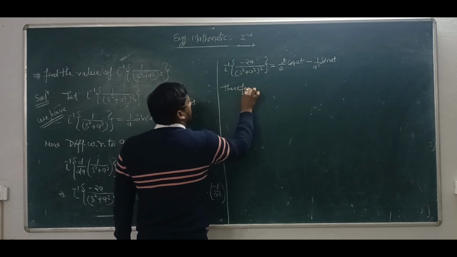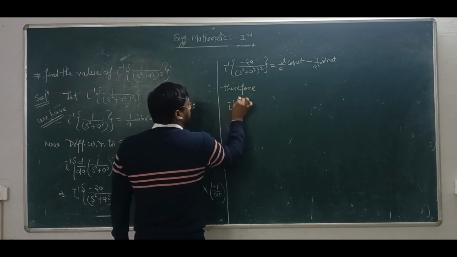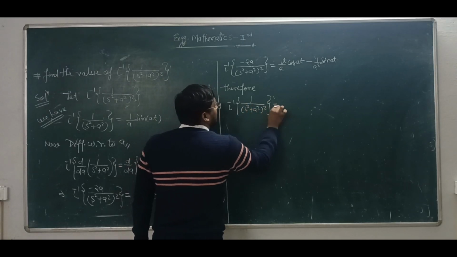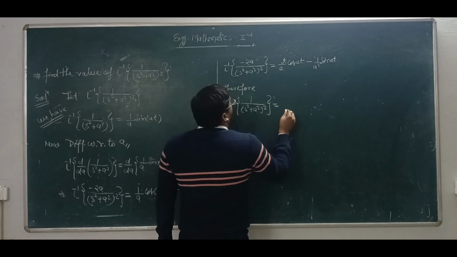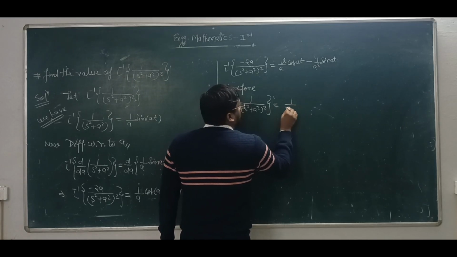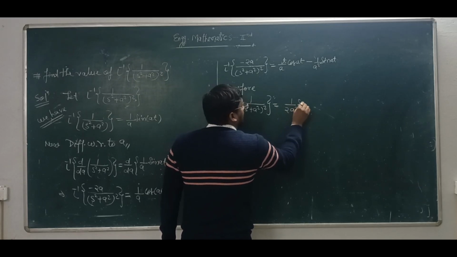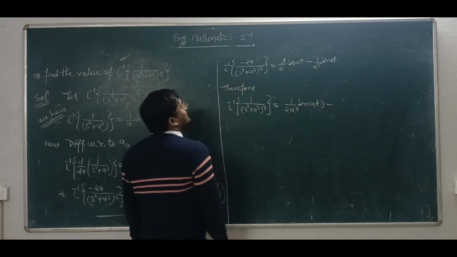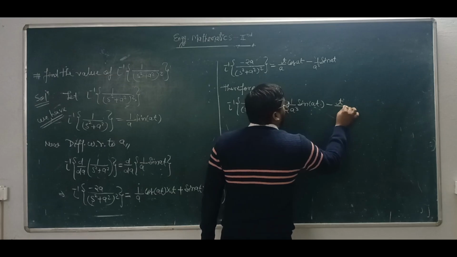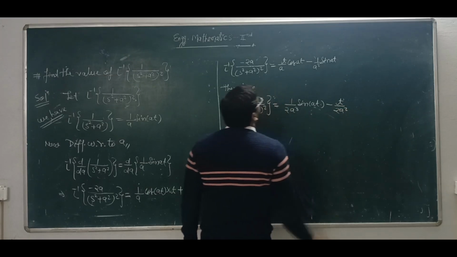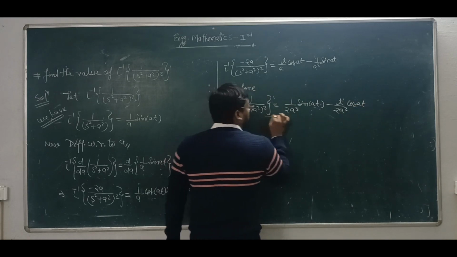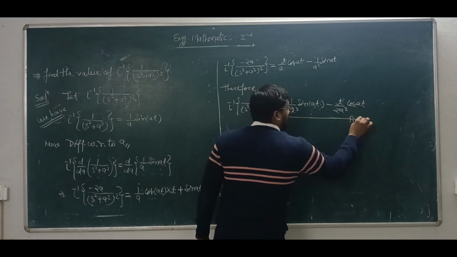Therefore, L inverse of 1 upon (s square plus a square) to the power 2 is equal to 1 upon 2a cube sin at minus t upon 2a square cos at. This is your final answer.